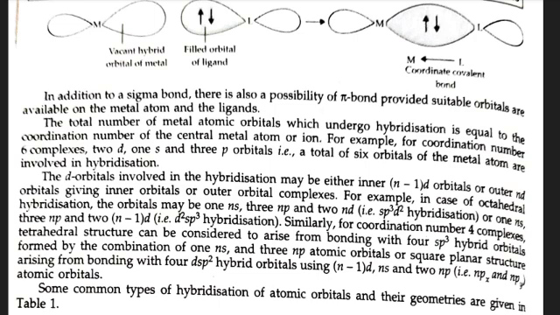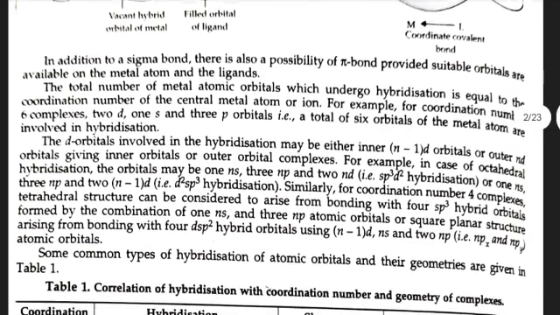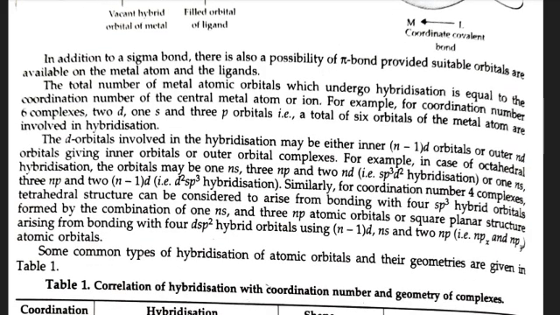For example, in case of octahedral hybridizations, the orbitals may be 1 ns, 3 np and 2 nd, giving sp3d2 hybridization, or 1 ns, 3 np and 2 (n-1) d, giving d2sp3 hybridization. Similarly, for coordination number 4 complexes, a tetrahedral structure can be considered to arise from bonding with 4 sp3 hybrid orbitals formed by the combination of 1 ns and 3 np atomic orbitals, or a square planar structure arising from bonding with the 4 dsp2 hybrid orbitals using (n-1) d, ns, npx and npy atomic orbitals.